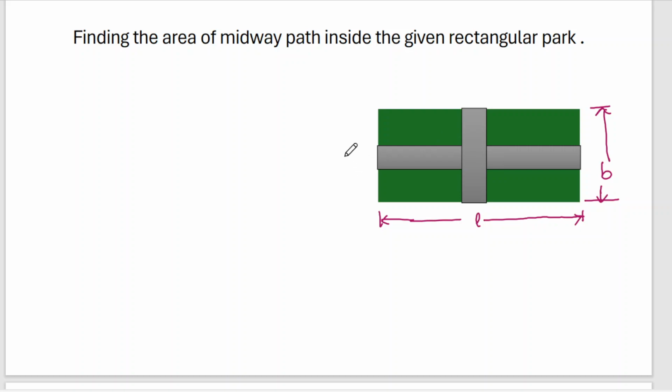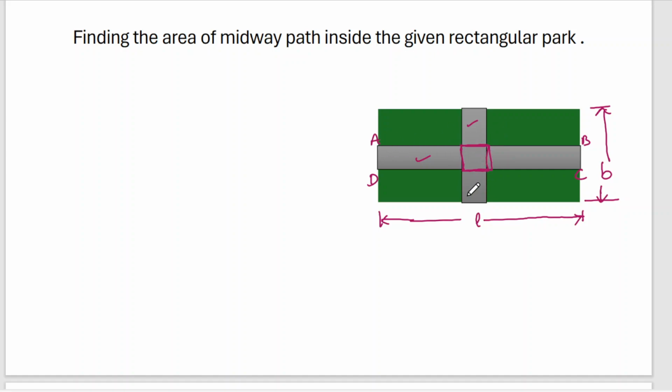So what are you going to do? This is very easy. We can find the area of both the rectangles, this and this, and then we have to subtract the area of this square. Why? Because while calculating the area of this rectangle, suppose I name the rectangle ABCD, you have calculated the area of this also, right?